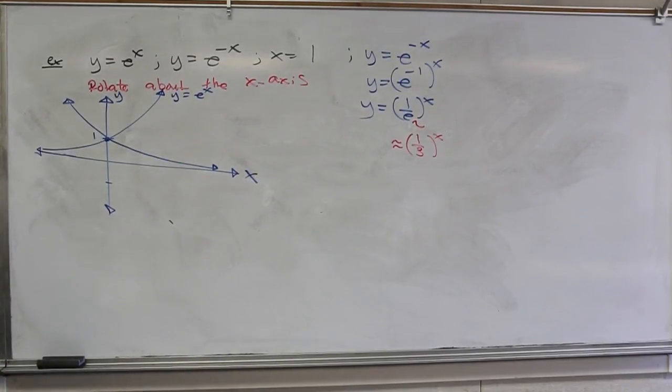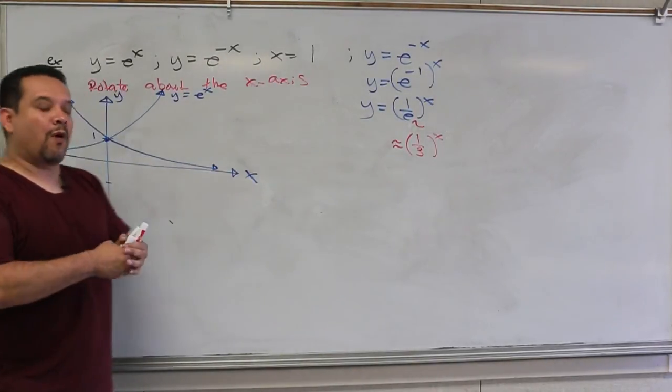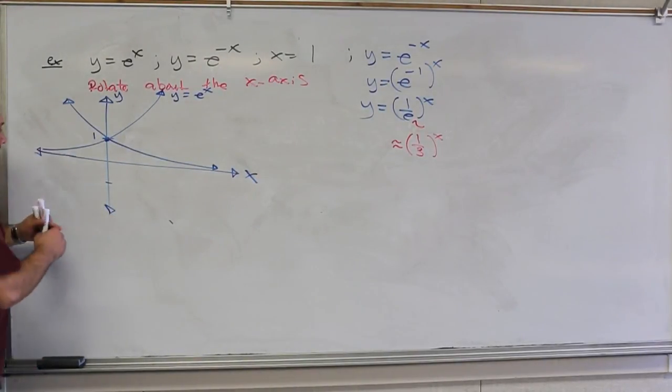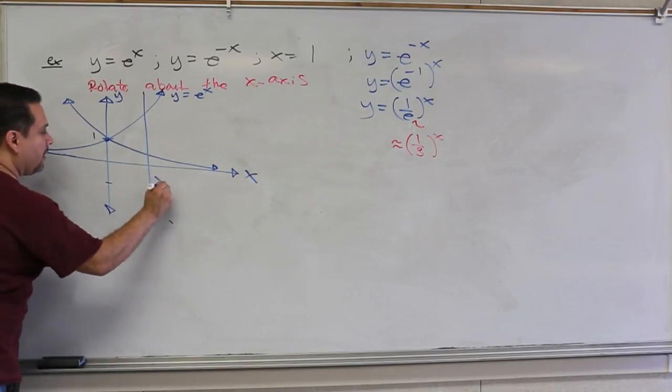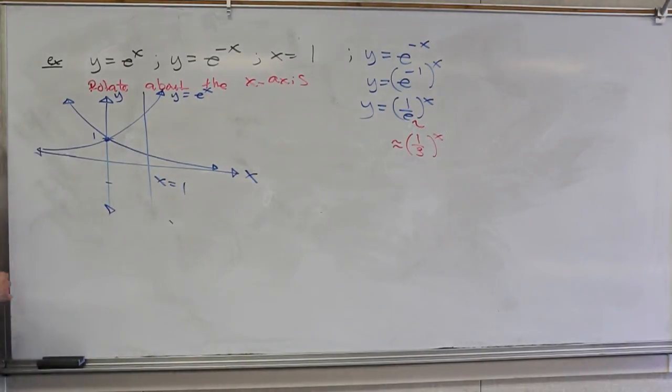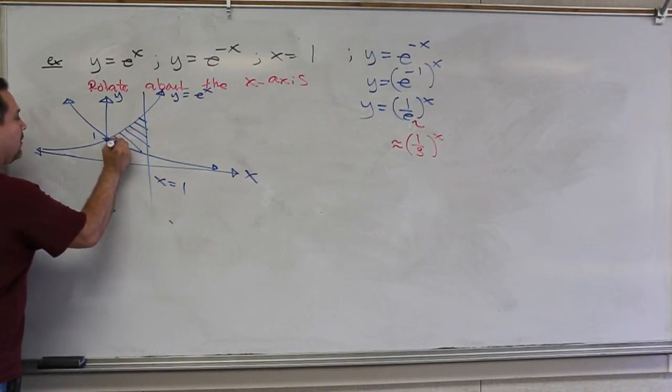All right? And then, here we go. What's the other boundary? X equals what? 1. So let's say x equals 1 is somewhere over here. Here's your boundary.